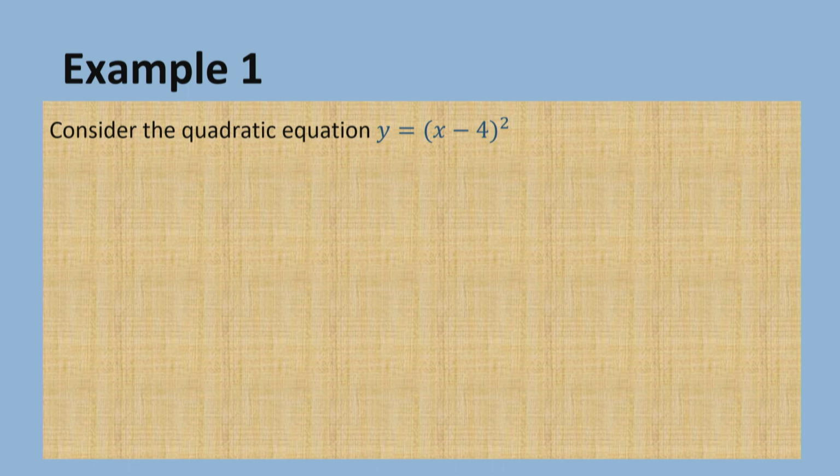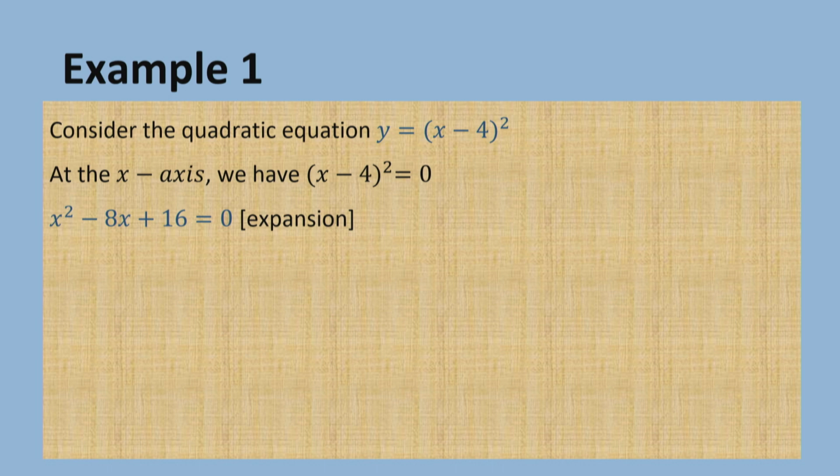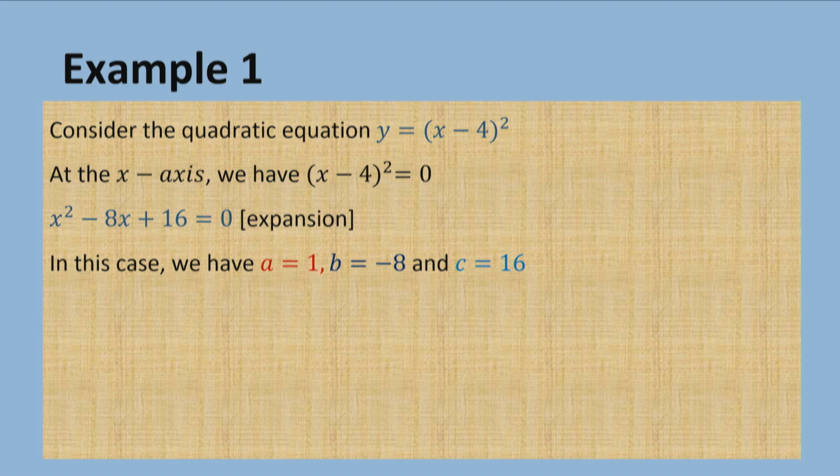Now, let's consider the equation y equal to bracket x minus 4 close bracket to the square. Well, at the x-axis, we know that y equal to 0. So what do we have? We have x minus 4 to the square equal to 0. When we expand it, we are going to get x squared minus 8x plus 16 equal to 0. So here, in this case, we have a equal to 1. Remember, a is the coefficient of x squared. b, the coefficient of x, will be negative 8, and c equal to 16.